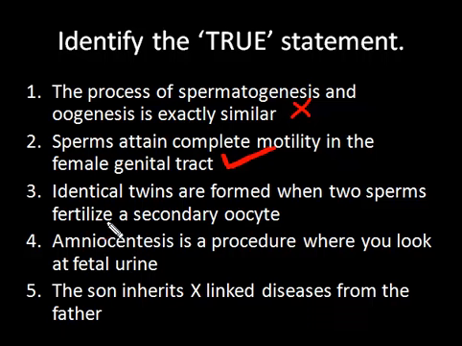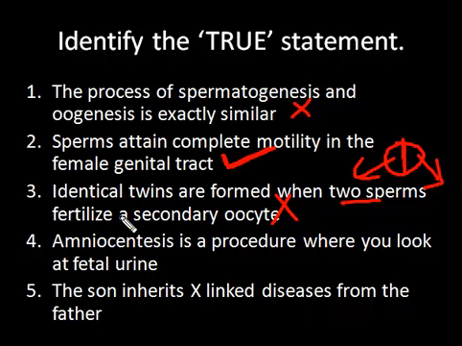Identical twins are formed when two sperms fertilize a secondary oocyte. This is false, because identical twins are formed when one sperm fertilizes a secondary oocyte, and then the zygote divides into two, and each part then forms an individual. Fraternal twins are formed when two sperms fertilize two secondary oocytes.